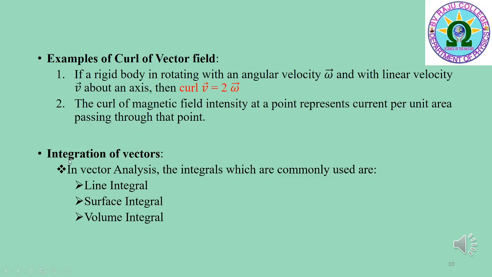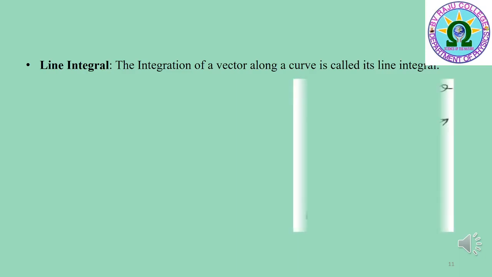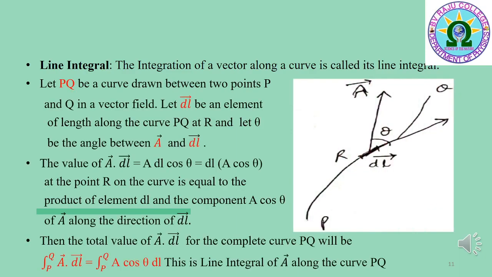Now, in vector analysis, the integrals which are commonly used are line integral, surface integral, and volume integral. That means vectors can be integrated by using three methods: line integration, surface integration, and volume integration. Line integral: the integration of a vector along a curve is called its line integral.